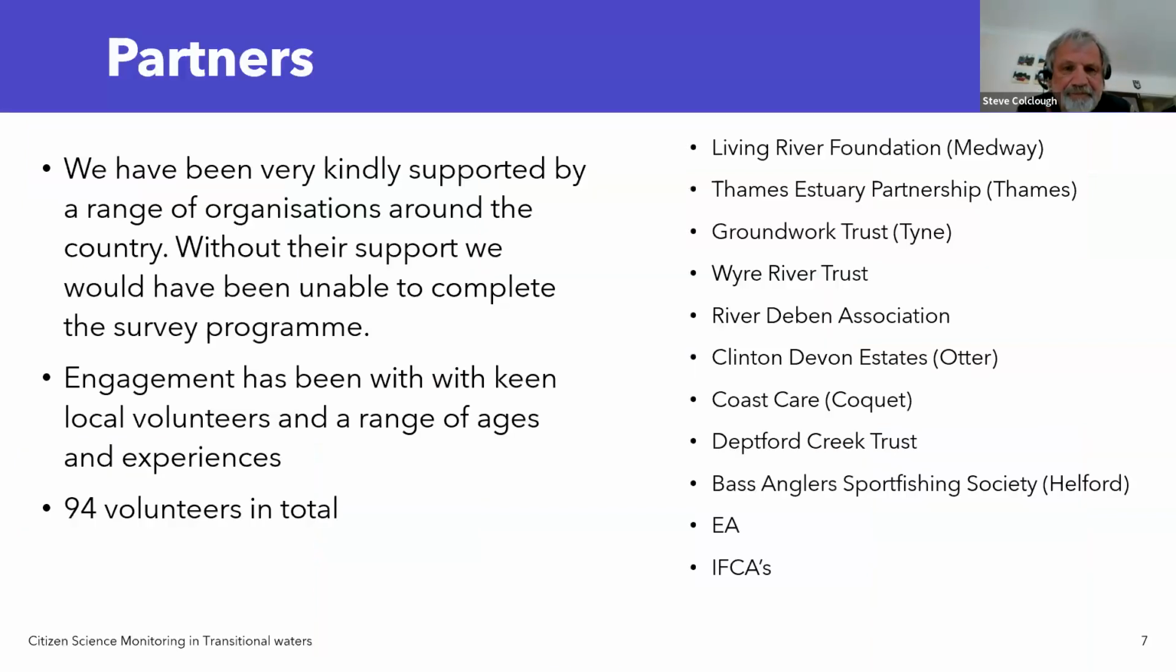Next slide, please. This is the range of partners we've been working with. We've looked at 94 volunteers in total over a year. It's a huge range of people of interest, everything from the EA to the IFCA staff want to get involved in this and be trained themselves. Some of them are anglers like the Bass Angler Sport Fishing Society. Some are landowners, some are rivers trusts. We don't mind. Whoever wants to get involved in this, we're very keen to help wherever we have the resources to do so.